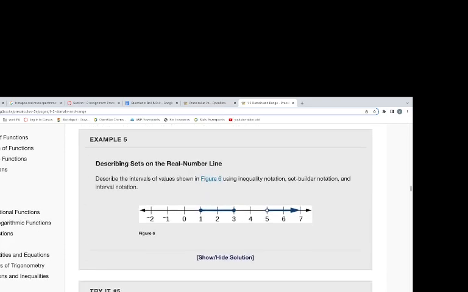Describe the interval shown in figure 6 using inequality notation, set builder notation, and interval notation. Well, we know it's greater than or equal to 1 because 1 is a solid dot, and it's less than or equal to 3 because 3 also has a solid dot. Since the number line is broken, we would need to form a union, so we would also add the union symbol. For 5, the dot on 5 is open, so we know that 5 is not included, so it's greater than 5. So our domain would be 1 to 3 and greater than 5.